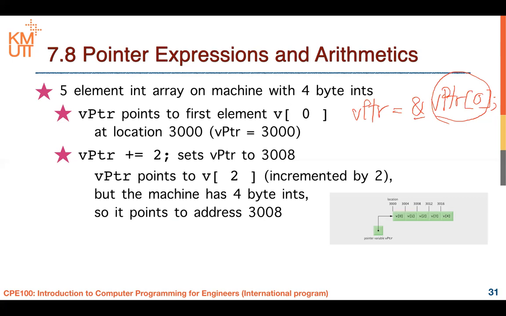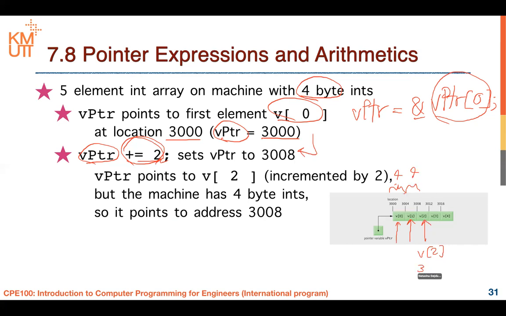For this example, if V0 is at location 3000, VPTR will be stored as 3000 as well. If you use arithmetic operators like this, adding 2, it means that it will step through the array. Because an integer is 4 bytes, it will go to 3008. So this one is a pointer to the first element, and plus two means 1, 2, so it will go to V2. But this one will be kept at 4 bytes. This one is 4 bytes.